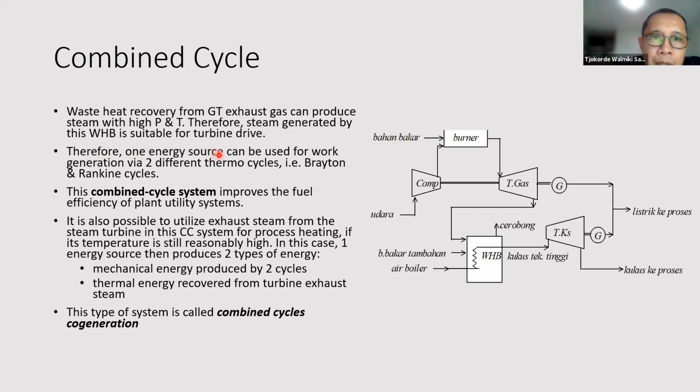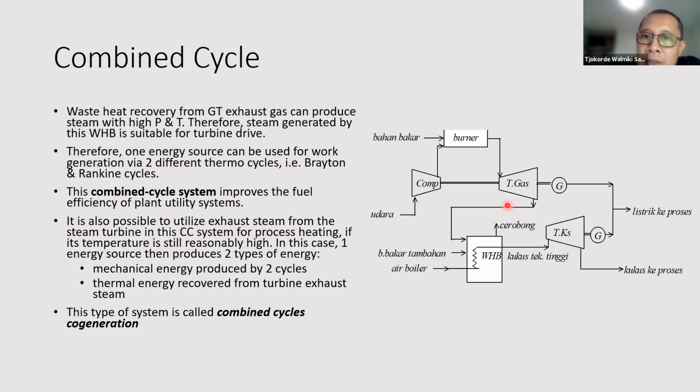Okay, so one energy source can be used for work generation using two different thermal cycles, the Brayton cycle and the Rankine cycle. So this combined cycle system improves the fuel efficiency of the overall plant utility system, obviously. And it's also possible to utilize exhaust steam from the steam turbine in this combined cycle system for process heating, like I told you.